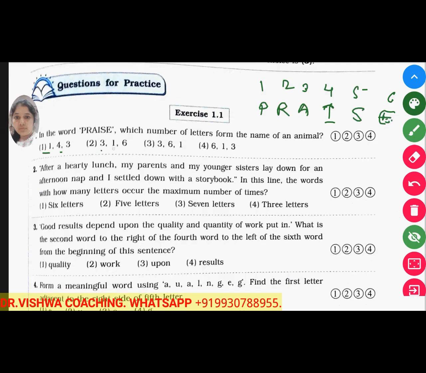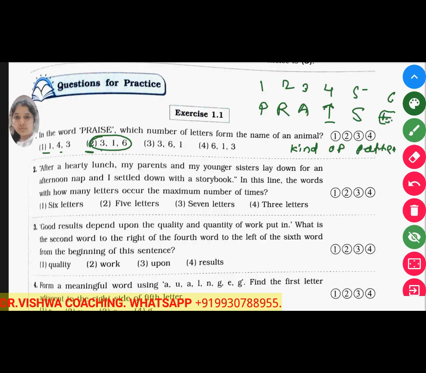316, APE. Ape is a name of an animal. So your answer is 2, means option number 2. So this is one kind of pattern on which they ask the question.